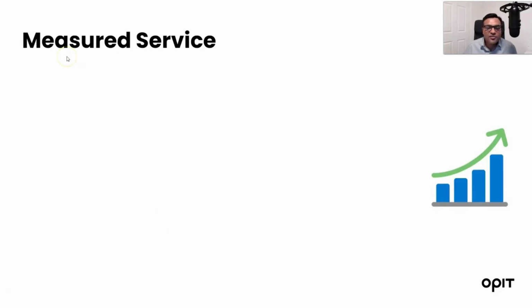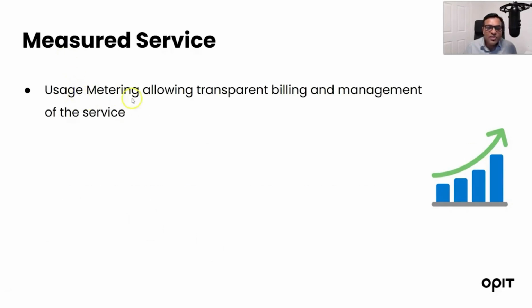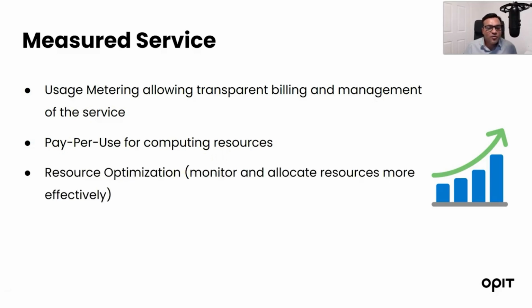The next thing is this service is measured. Why is it measured? Because we pay for what we use. So everything is measured; there's metering. You have transparent billing and management of these services. Just because you pay for your use, all the computing resources are measured. Some services are measured in hours, some in minutes, seconds, and sometimes by the number of operations.